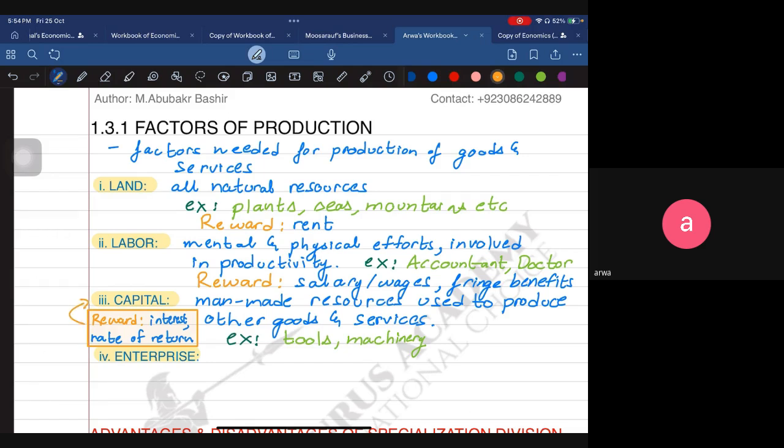Now the enterprise. What is enterprise? Enterprise is basically a combination of all of the other factors of production, and that is what will create an enterprise. Land will be like the basis, and then labor and capital can both produce the output, and you have to use capital for buying land as well. Everything is basically interconnected, and all of these things together will create an enterprise.